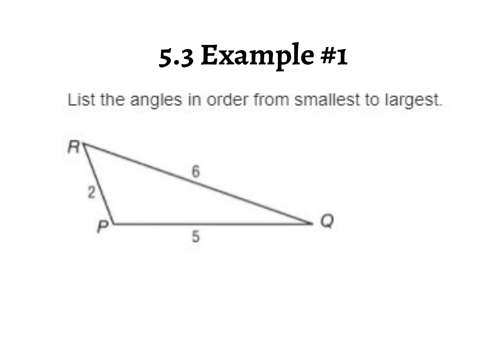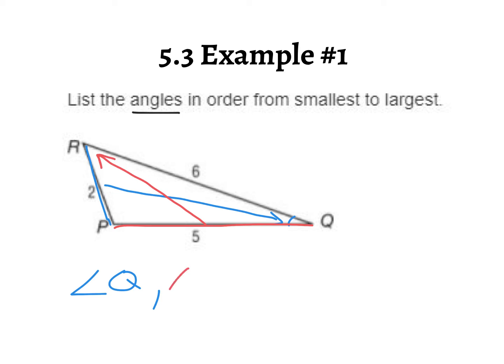Here I have the side measurements, 2, 5, and 6. I want to list the angles from smallest to largest. Well, I know that across from the smallest side should be the smallest angle. So angle Q should be the smallest. Then I know that across from 5 should be the medium one. Across from 5 should be the one that's opposite to it. That's angle R. And then across from 6, the largest side, should be the largest angle. Angle P. I don't need to know the angle measurements to be able to find this information out.